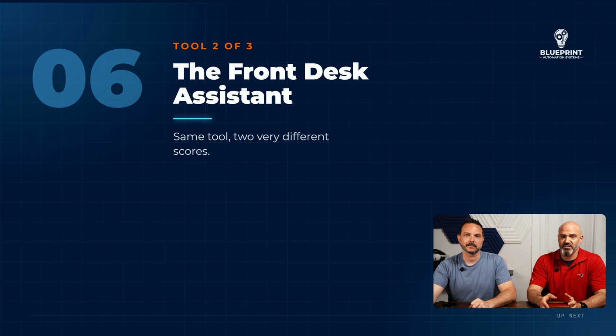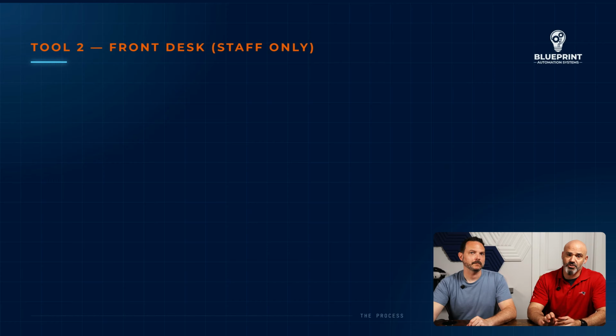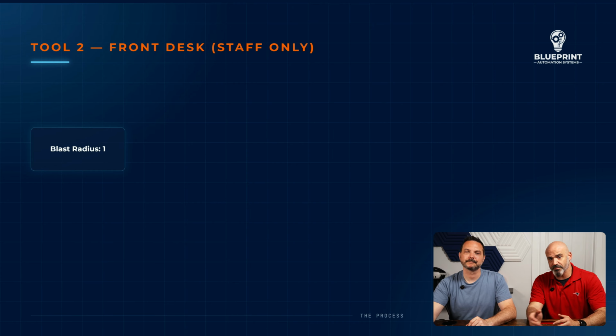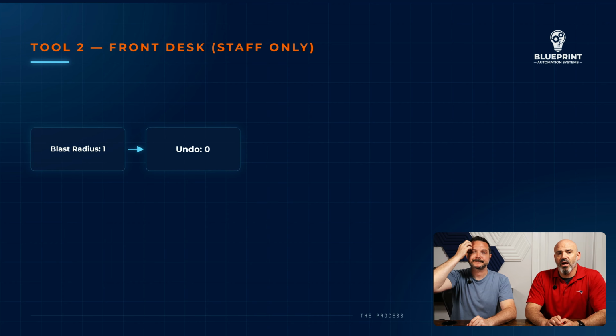All right. Tool number 2. If you remember a couple weeks ago, we talked about the front desk assistant. This is your staff using it to get information quickly. Blast radius, your front desk person gets a wrong answer and repeats that answer to a customer because they're new and they don't know the differentiation. That's a 1 because you're in the loop and they're in the loop, right? Undo, that can the person correct themselves? Yeah, you fix the document. That's a 0.